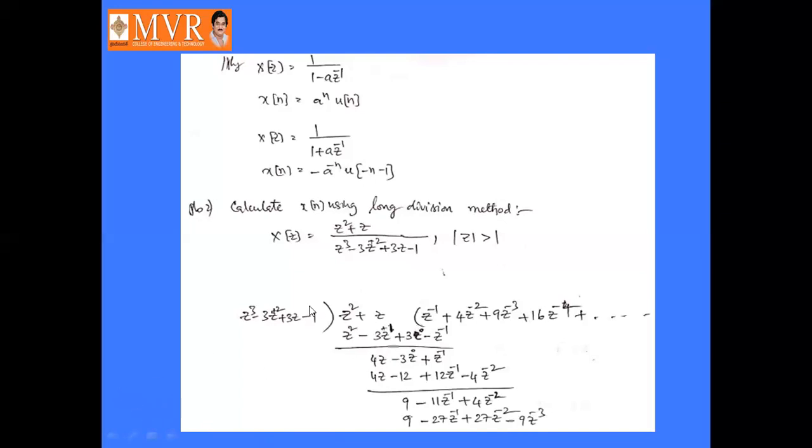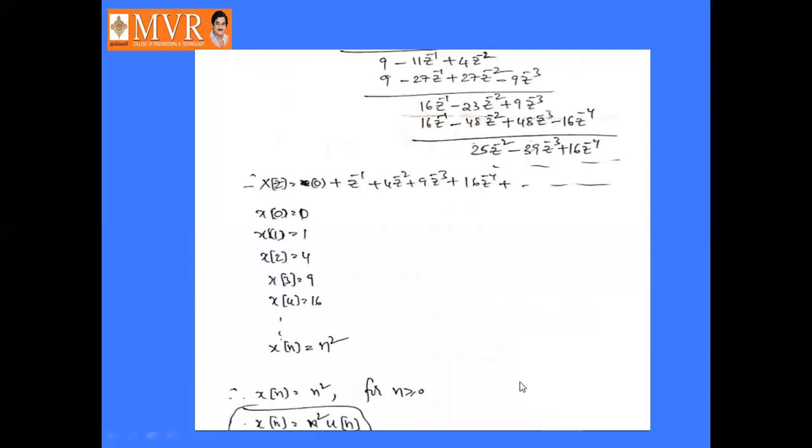So by multiplying z cube with z power minus 1, we will get z square. So this z power minus 1 will be multiplied with these entire terms, so that it will become z square minus 3z power 1 plus 3z power 0 minus z power minus 1. So that we will get 4z minus 3z power 0 plus z power minus 1. Z power 0 is 1. Then to get 4z, we multiply z cube with 4 into z power minus 2. So that we will get terms like this.